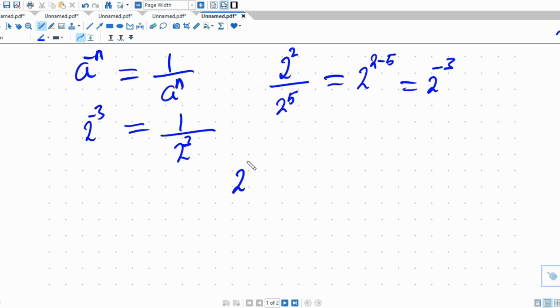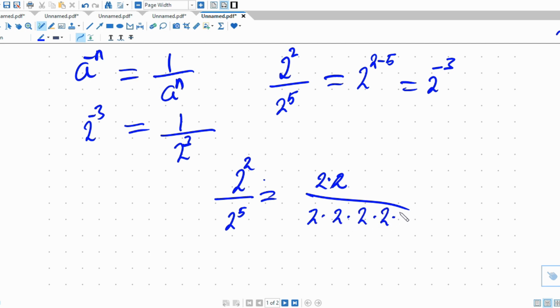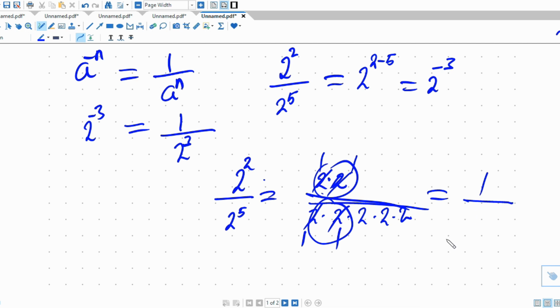We know that 2 raised to 2 is the same as 2 multiplied by itself 2 times, and this one is divided by 2 raised to 5, which is 2 by 2, 5 times. All right, so by cancelling out the 2's here, the first 2 goes with the first 2, that is in the numerator and the denominator. Now, what is left in the numerator is 1, and 1 times 1 is 1, right? That is, on the numerator we have 1.